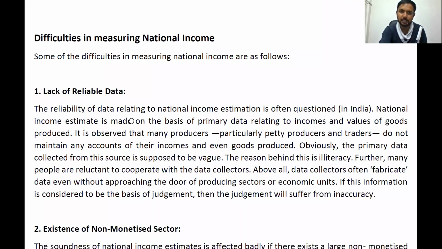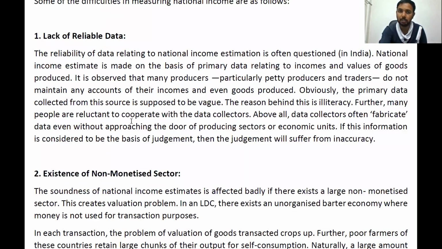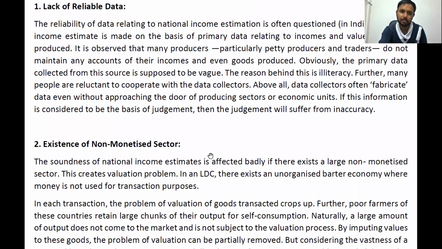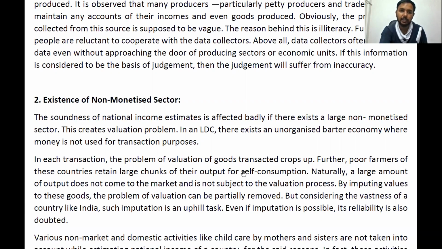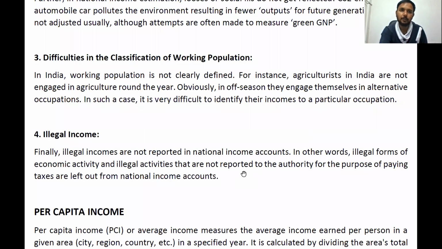The first one is lack of reliable data. We don't get accurate data. The second thing is the existence of a non-monetized sector. There are certain sectors which we do not monetize. We cannot value them in a monetary form. And the third one is difficulties in classification of the working population. There are some people who do different work based on the season. So this will also create a problem in measuring national income. And the fourth one is illegal income.